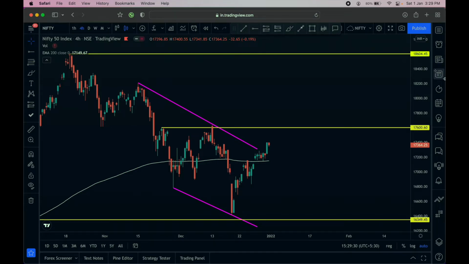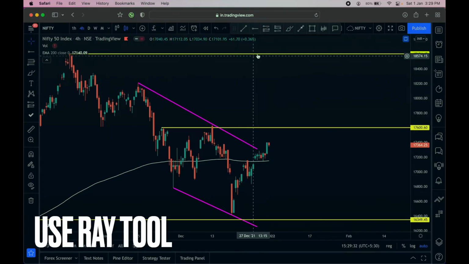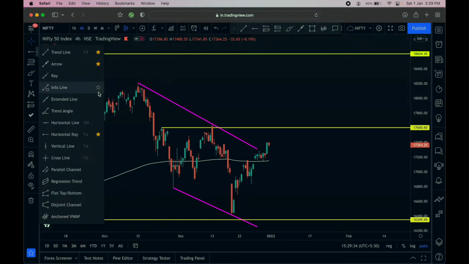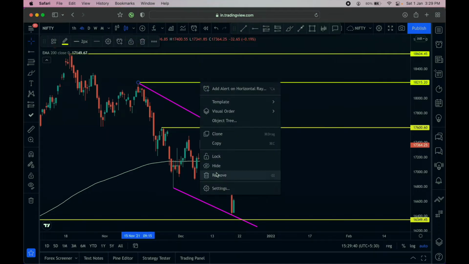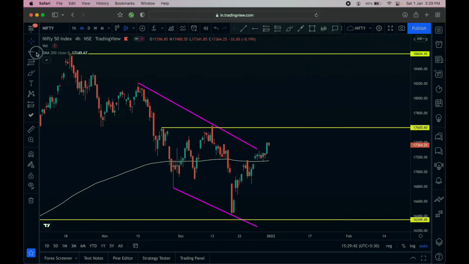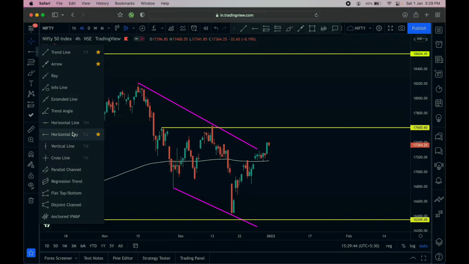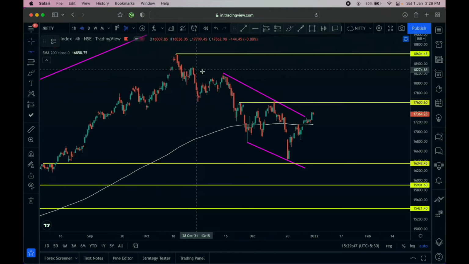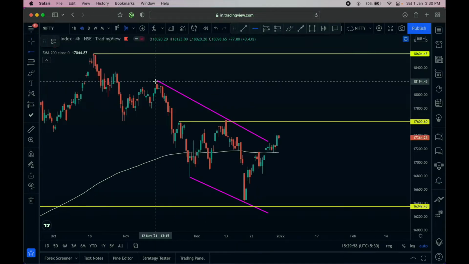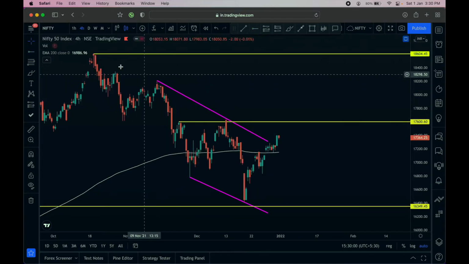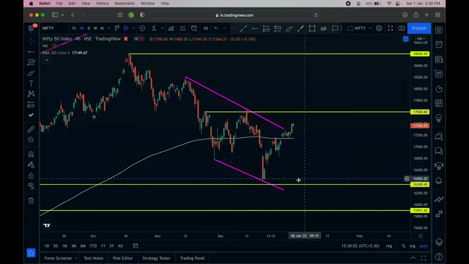And my follow up to the second tip would be to use a ray tool. You can get the ray tool from over here, horizontal ray. This is about personal preference as well. A lot of traders prefer this horizontal line that extends all the way from current to the back, like this one. I would suggest you guys use the ray tool instead. Look how clean this looks.